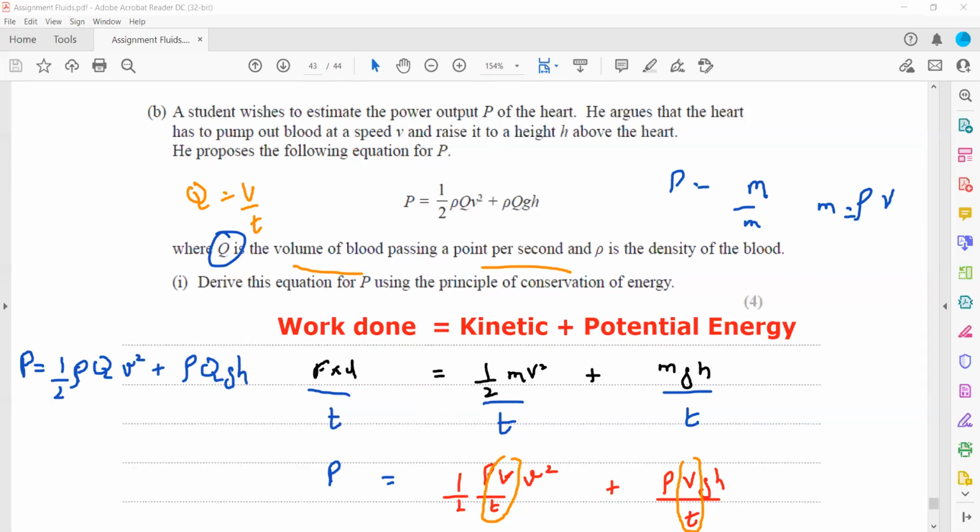Any doubt in this? In 41B1, the work done by the heart is kinetic energy plus potential energy. But we want to derive the equation for power. So power is energy divided by time, so all the parameters we divided by time. And when we divide by time, as mentioned, Q is volume divided by time. So in place of volume by time, we substituted capital Q.